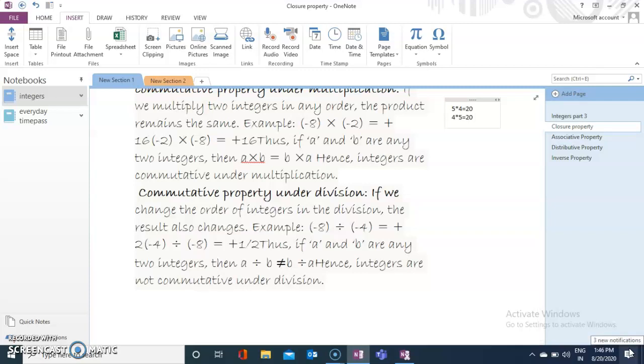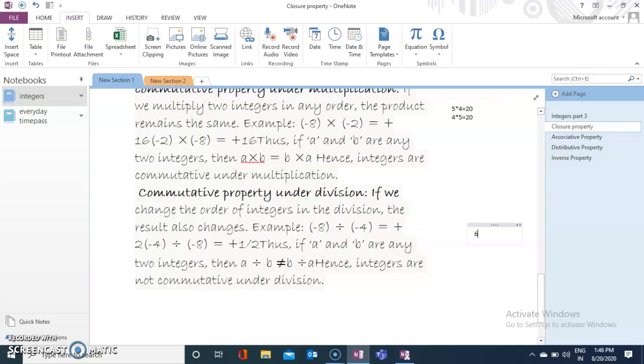If we change the order of integers in the division, the result also changes. Example, -8 divided by -4 is equal to 2, right? But -4 divided by -8 is equal to 1 by 2. Thus, if a and b are two integers, then a divided by b is not equal to b divided by a. One more example I will give you.